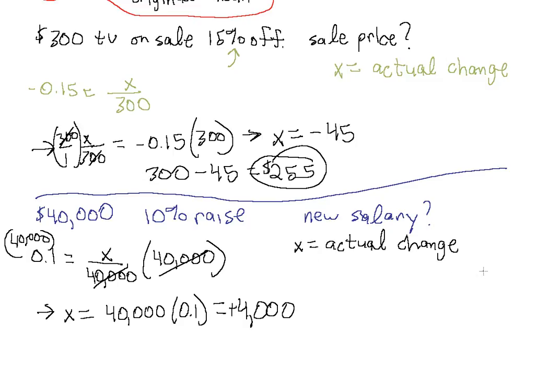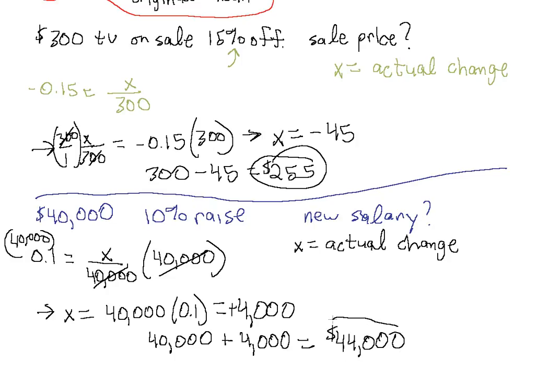Now notice we're not being asked what the change was. We're being asked what the new salary is. So we're going to add 4,000 to our original salary. So 40,000 plus 4,000, which is the actual change, will give us our new salary of $44,000. So Peter's new salary is $44,000 after a 10% raise.